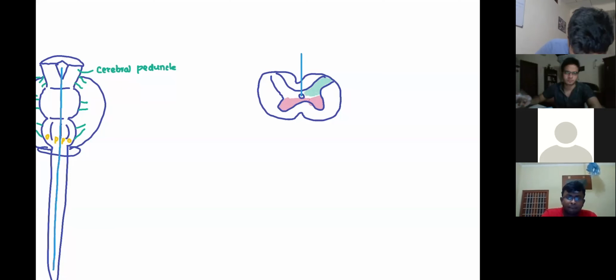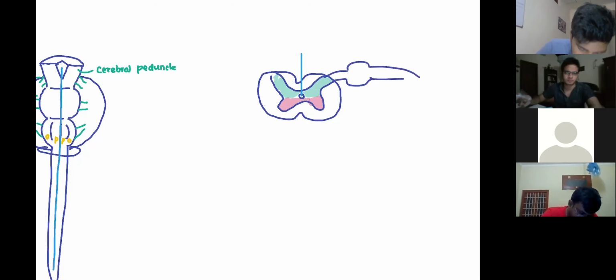So if there are any high school students, I know you have learned something called the reflex pathway, right? This is just for you to understand this concept. I know you have drawn the reflex pathway. Okay.